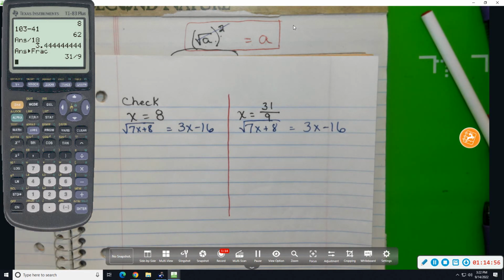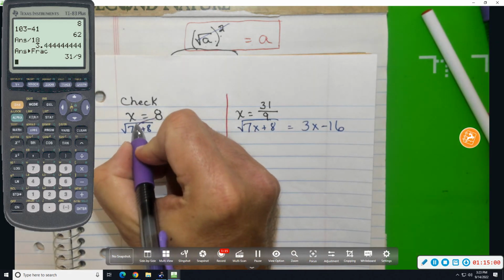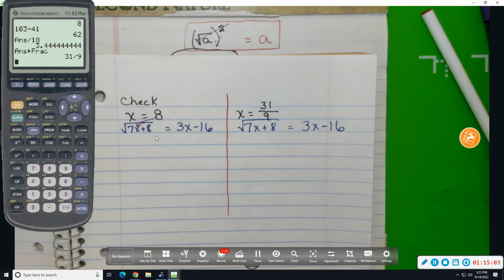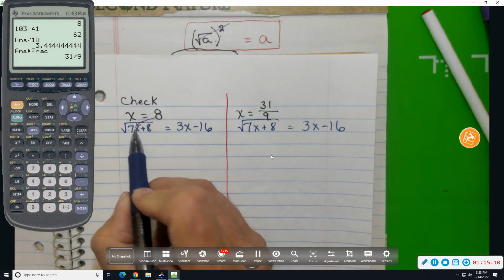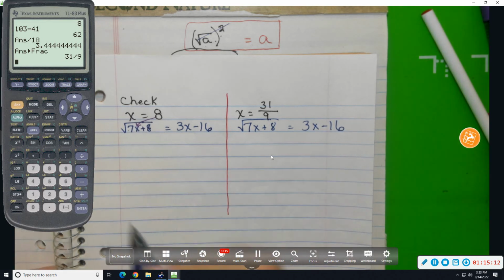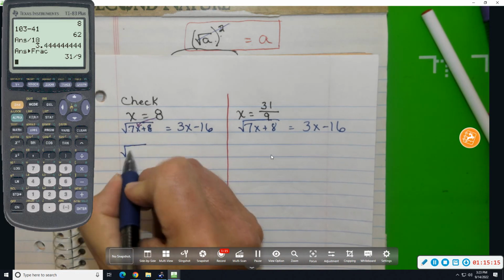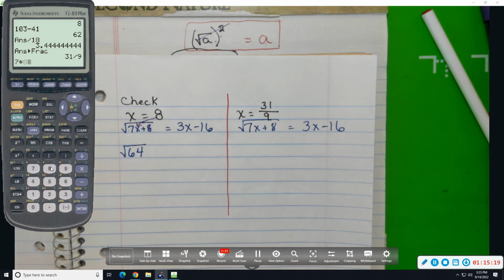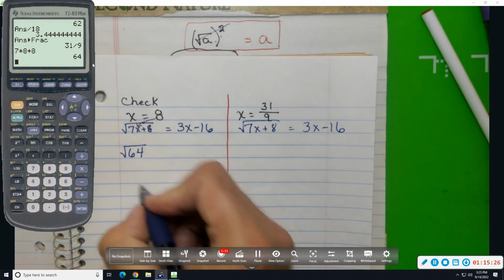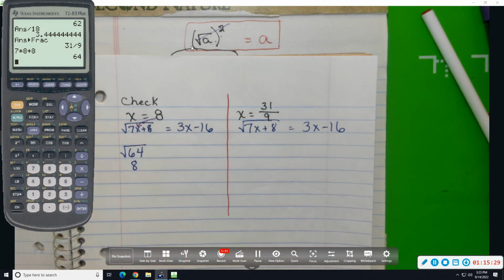So, working under that radical, 7 times 8, we can do that in our head. That's 56. Plus 8. So on this left-hand side, 7 times 8 is 56, plus 8 is 64. Tim, just for illustration purposes, why don't you stick that into the calculator? 7 times 8 plus 8. Sure enough, that's 64. So we have a square root of 64, which we know is 8 on the left.